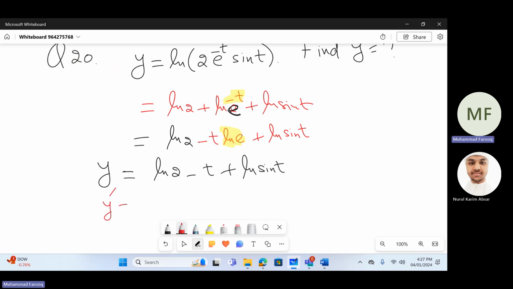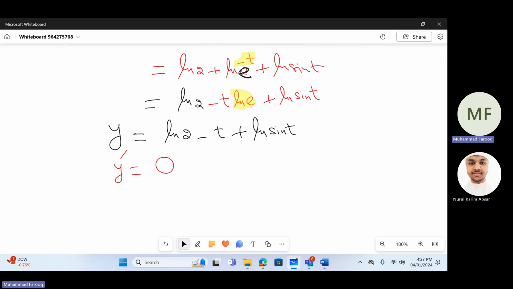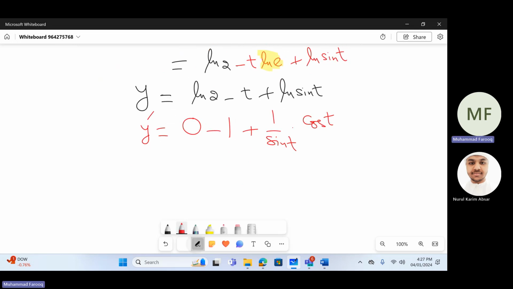So y prime, please. What is the derivative of ln 2? Yes, 0. ln 2 is a constant, so any constant's derivative is 0. Go next: minus t gives minus 1, plus 1 over the argument sine t times the sine derivative, which is cosine. Cosine by sine is cotangent.